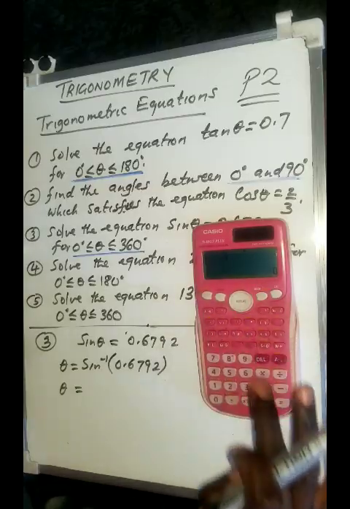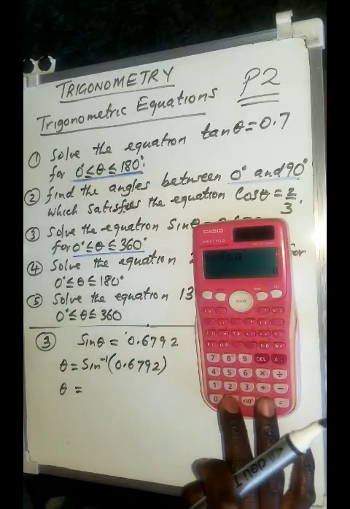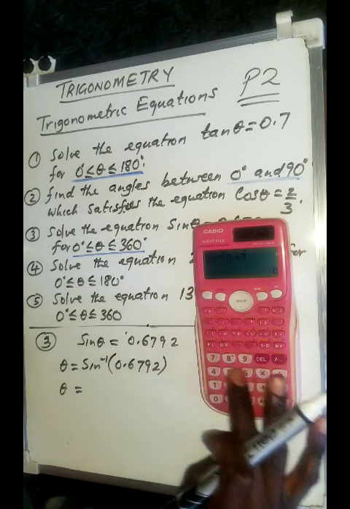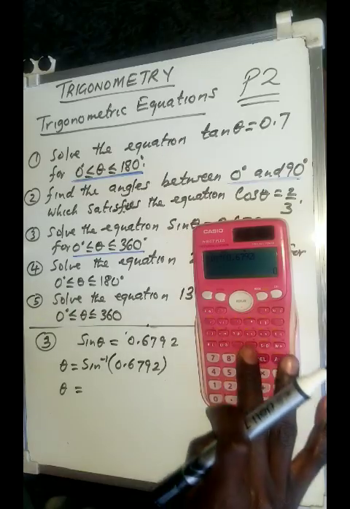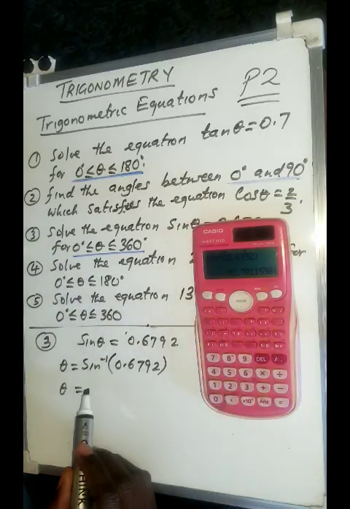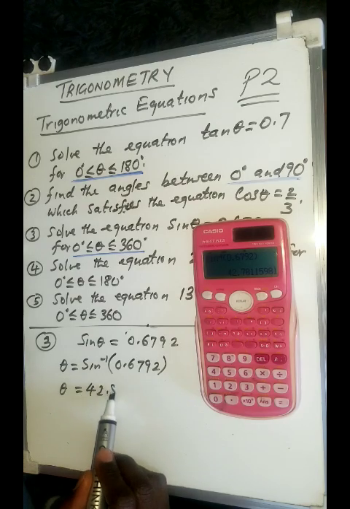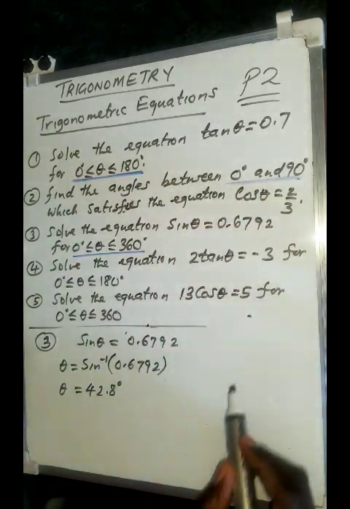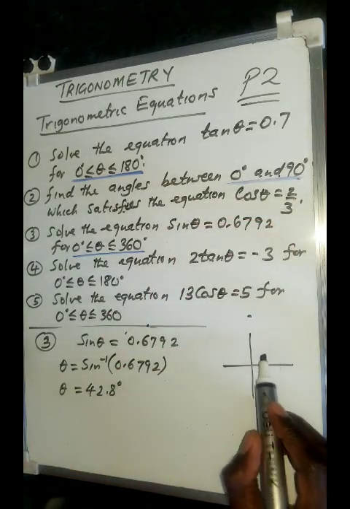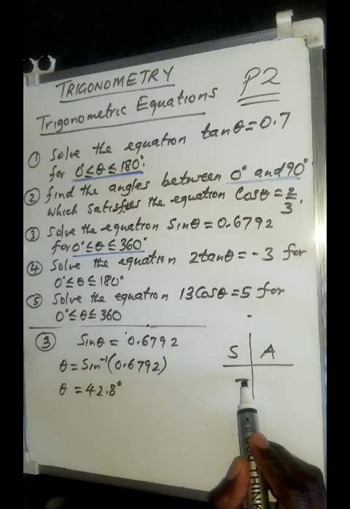So sine inverse of 0.6792. So what will that give you? Well, it is going to give you 42.8 degrees.